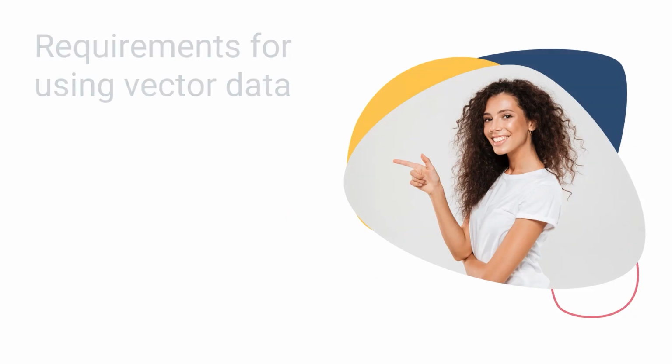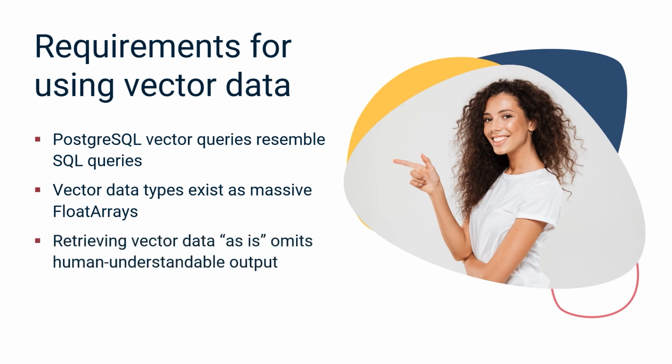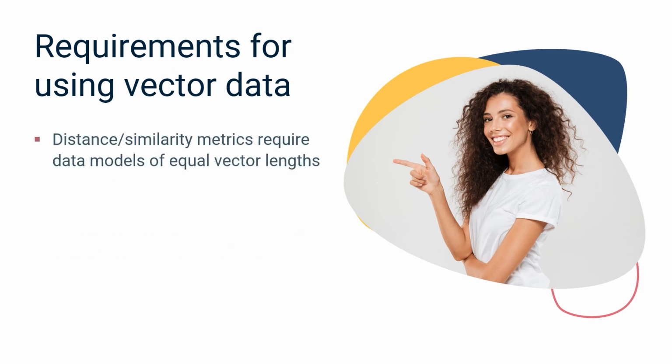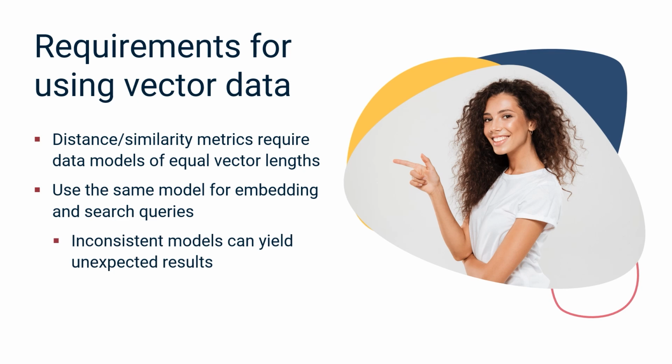Writing queries in the PostgreSQL vector database is very simple and not very different from well-known SQL queries. However, since the vector data type is just a massive float array, retrieving this data type as is does not provide any human understandable output and defeats the purpose of using vector data. To find the distance or similarity metric between two vectors, the vectors must be the same length. It is important to use the same model for generating the embeddings stored in the database and for generating the embedding for the search query. Otherwise, using inconsistent models can yield unexpected results.